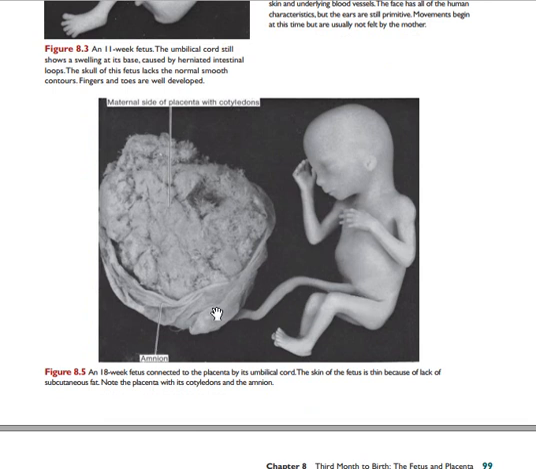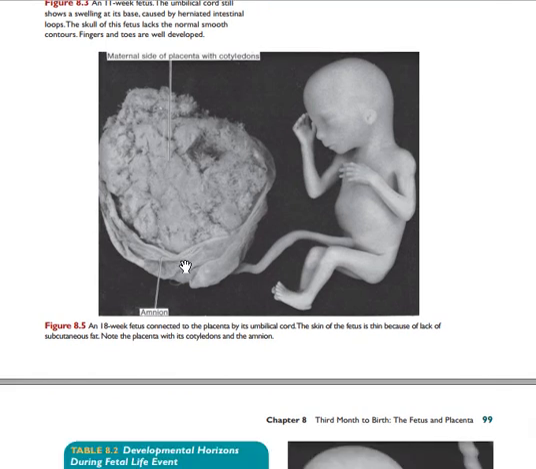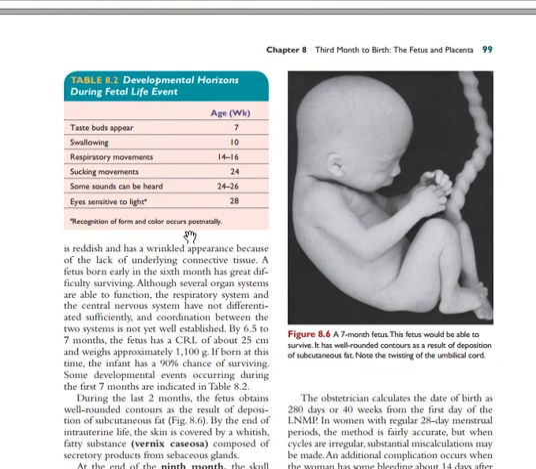You see the umbilical cord is connected to the placenta, and then the skin of the fetus is thin because of lack of subcutaneous fat. Now this is the placenta here with the different cotyledons. You need to know that the placenta has two main sides. We have the maternal side of the placenta, which is connected to the blood vessels, and we have the fetal side of the placenta, which is connected to the umbilical cord. The fetal side of the placenta is called the amnion, while the maternal side of the placenta is called the chorion. Is it clear?